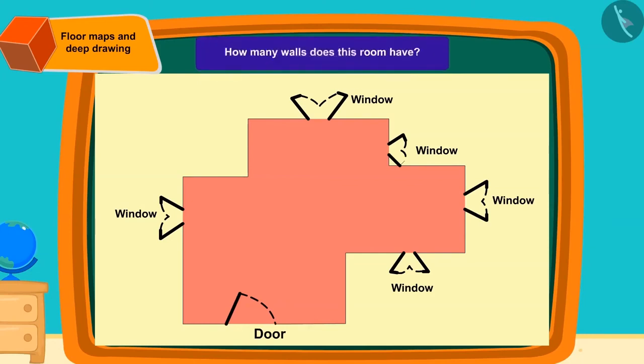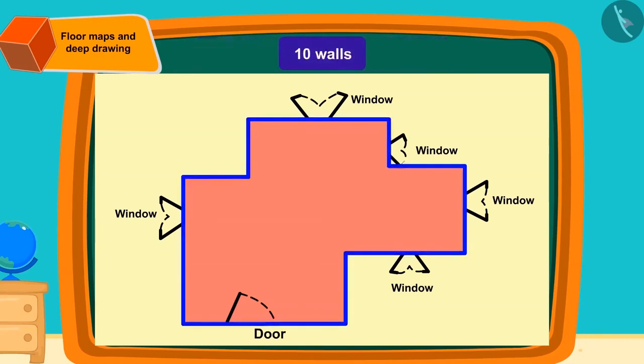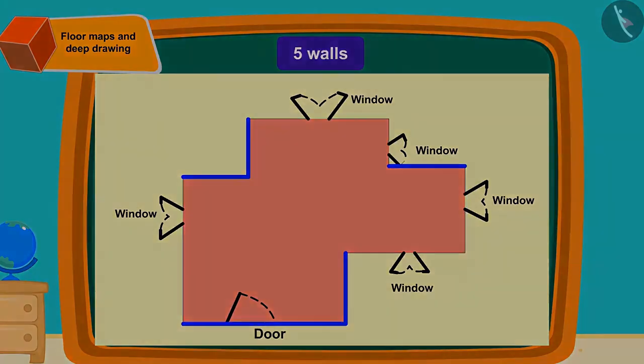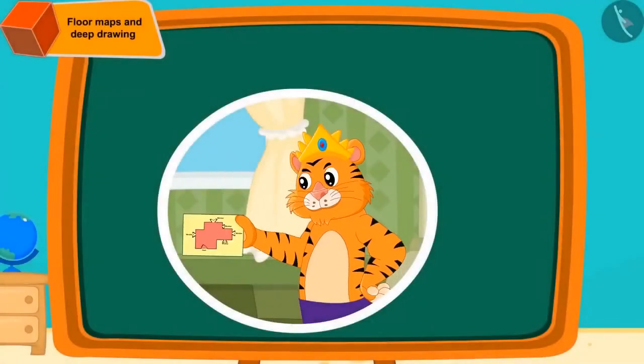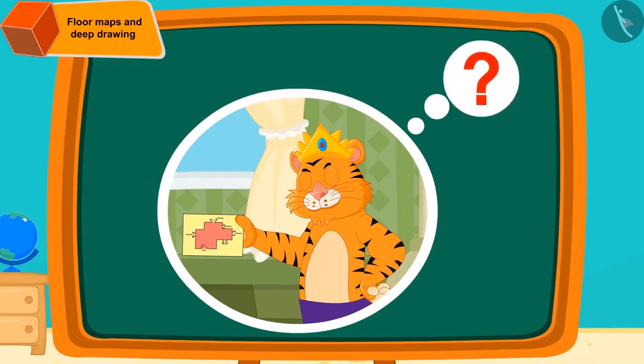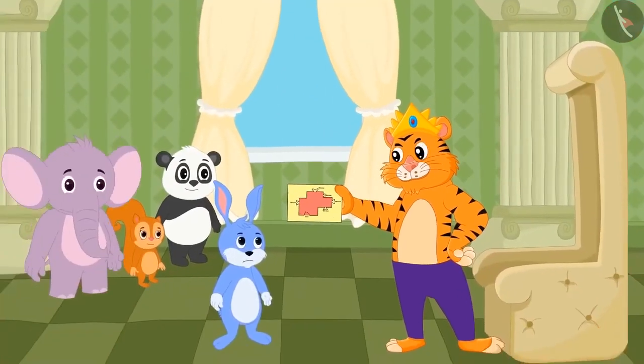How many walls does this room have? Right, this room has 10 walls. How many walls are there in this room with no windows? There are 5 walls with no windows. The king liked the floor map that Bunny had made, but could not find out how the room would look like and how high the windows would be from the map of the floor of Bunny. So he did not reward Bunny.